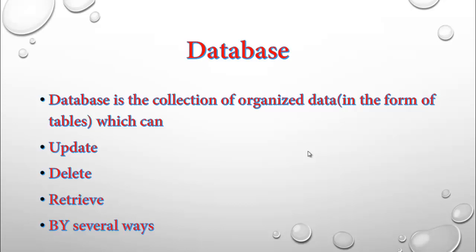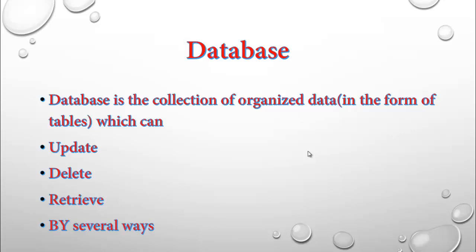Now what is a database? A database is a collection of organized data. In a database we will create several tables. In one table you have unique fields. A unique field means that your first name is a unique field, last name is a unique field, your email address, your password, these are all called unique fields. And when you put the data of the students or any person in an organized way, it will become a record.